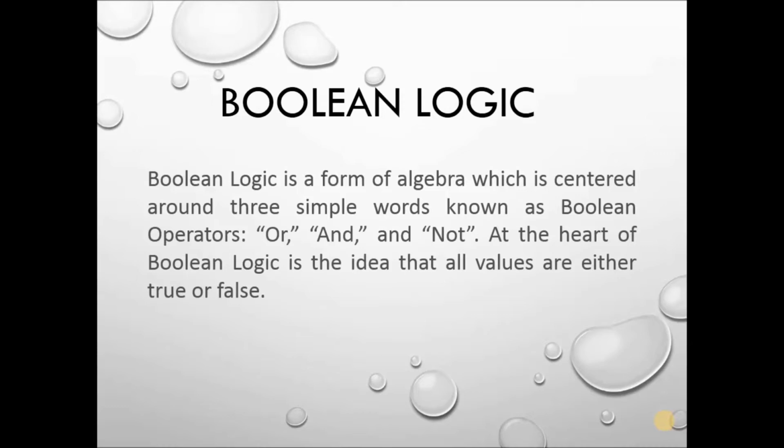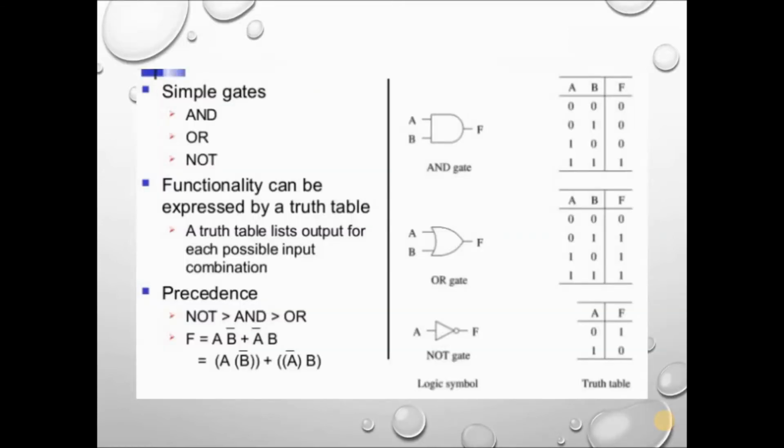So that means there are some operations you have to do, that is and, or, not. These three operations you will get only. After that operation you will get only one result, that is either true or false. Actually this Boolean logic is used to design circuits. Now see, here these are some Boolean logic gates and truth tables. Simple gates are there for and, or, not, and the functionality can be expressed by a truth table. A truth table lists the output for each possible input combination.